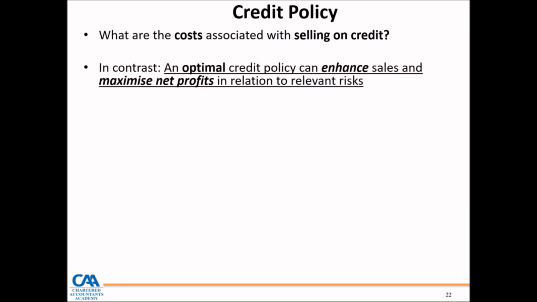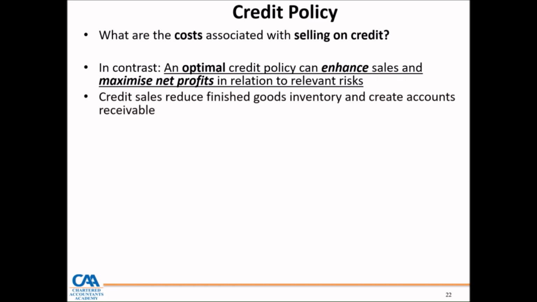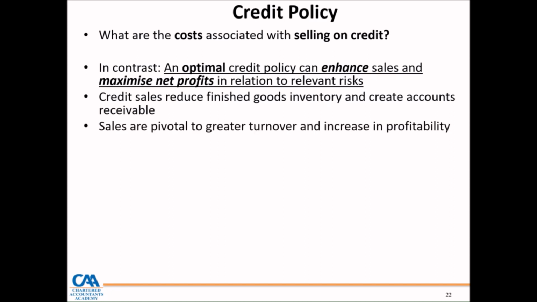In contrast, an optimal credit policy can enhance sales and maximize net profit in relation to relevant risk. Credit sales reduce finished goods inventory and create accounts receivable. So we're just saying sales are pivotal to greater turnover and increased profitability. The more we sell, the more profit we have. But at the same time, these sales have to relate to cash flows. If we make more sales on credit, it means our credit policy must also have another part that is on the collection side of it.